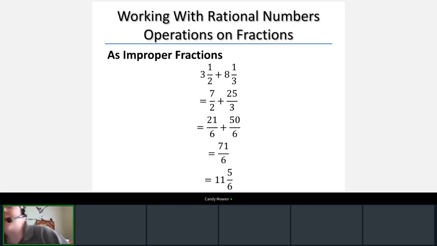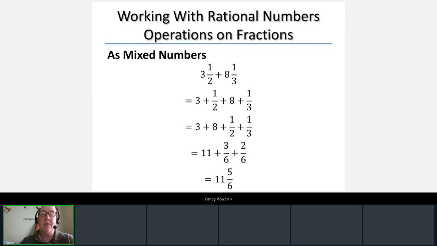There again, we just have to convert our 3 to 6, the least common denominator, and then multiply numerator and denominator by 3 for 7 over 2 and get 21 over 6, and by 2 for 25 over 3 and get 50 over 6. Add 21 and 50 is 71 over 6, then convert it back to a mixed number, divide 6 into 71, and you get 11 5/6 because of a remainder. So there's the two ways you can complete it, and you can see that they both give you the same answer.